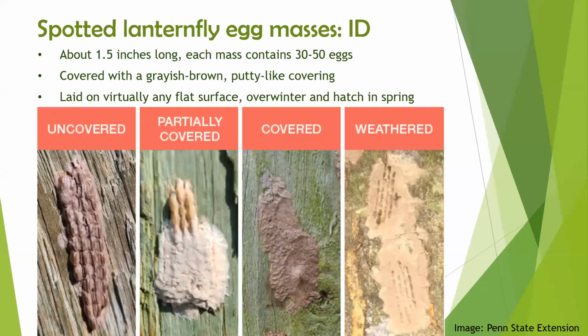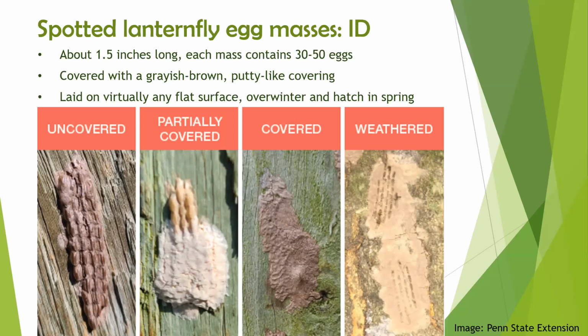But what we're really concerned about right now, and I think my coworker Astra is going to talk a little bit about some of the egg mass surveys that her team is planning for this winter, is teaching you guys about egg masses and what to look for. The egg masses are only about an inch and a half long. Each mass contains maybe 30 to 50 eggs. And the egg masses are typically covered with a grayish-brown putty-like covering, which means that depending on what kind of surface they're laid on, they can be pretty cryptic or hard to determine what you're looking at.